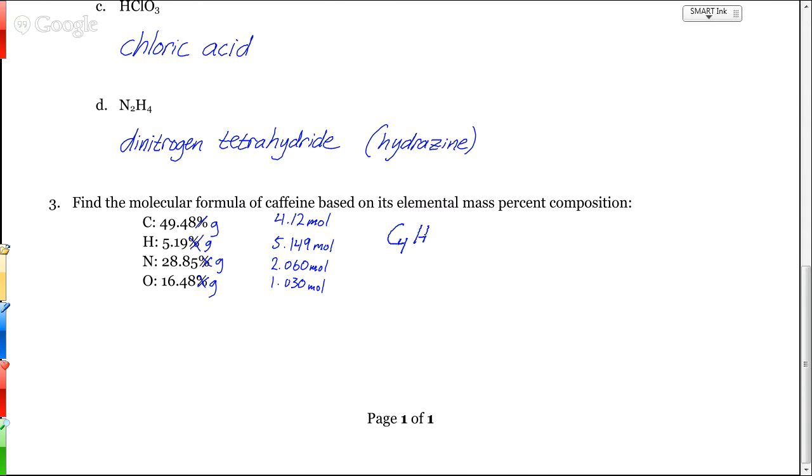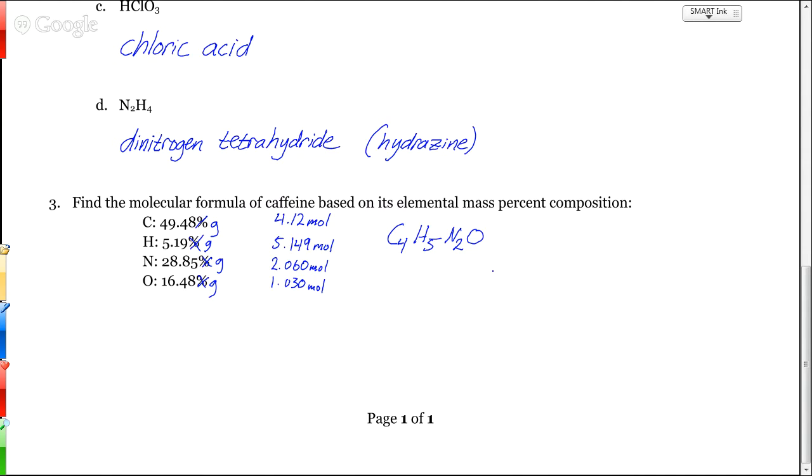So you're going to end up with C4, H5, N2, and O. See where I got those from the numbers here? We divide by 1. Now that's the empirical formula of caffeine. The molecular formula, I believe, is twice that. I'm not sure about that, but I think it's C8H10N4O2. Look it up. Questions? Good quiz? 10 out of 10?